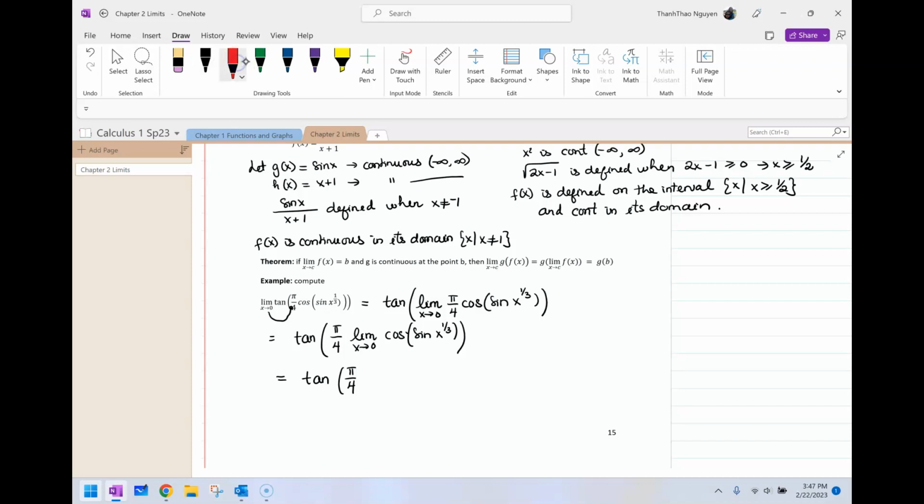Now, I can't bring the limit in any further, right? Because it's a cosine of a function. But I can see that if I put x equal to 0 into this function, sine of 0 equals 0. So the limit as x approaches 0 of cosine of sine of x to the 1/3 is equal to cosine of 0. That equals tangent of pi over 4, and that is 1.